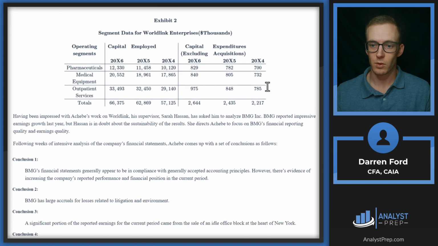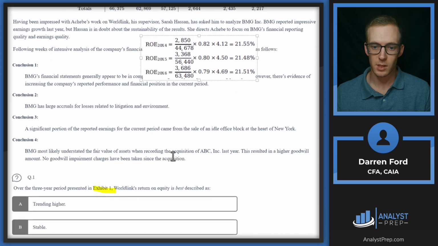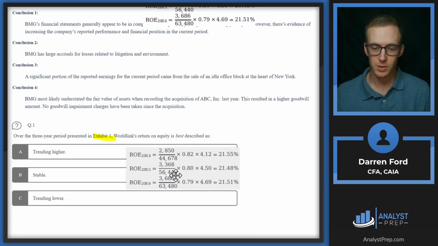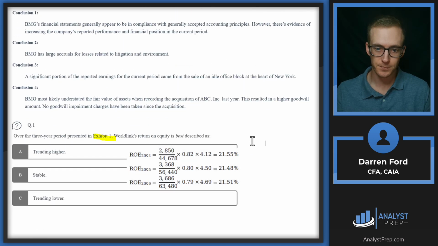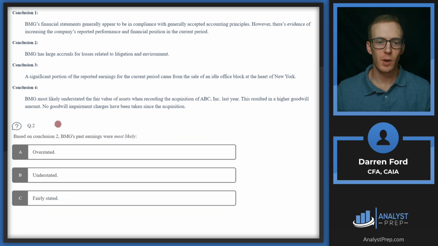So I'm going to scroll down to pull this last part in. We've got our numbers here. In 2014, we got our net profit margin, and we're just taking the numbers from the table to get 21.55. Then the next year we're at 21.48 and 21.51%. So these numbers are all very close, so we would say that the return on equity has been B, stable.